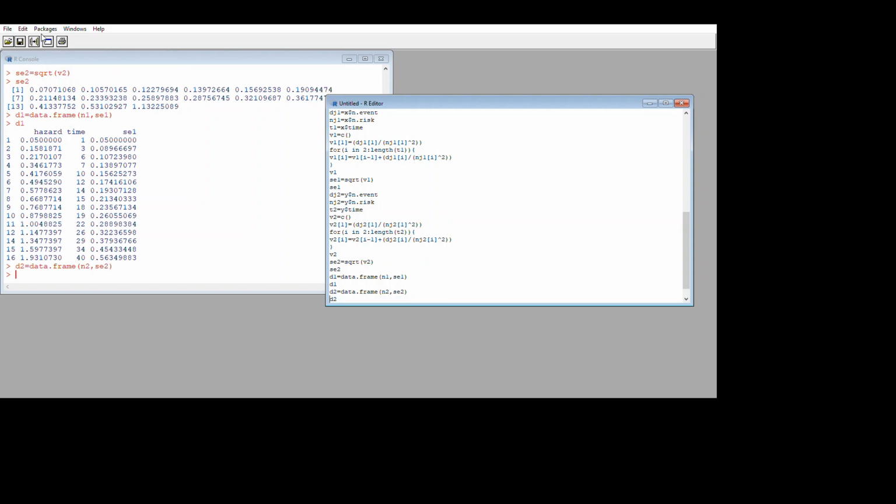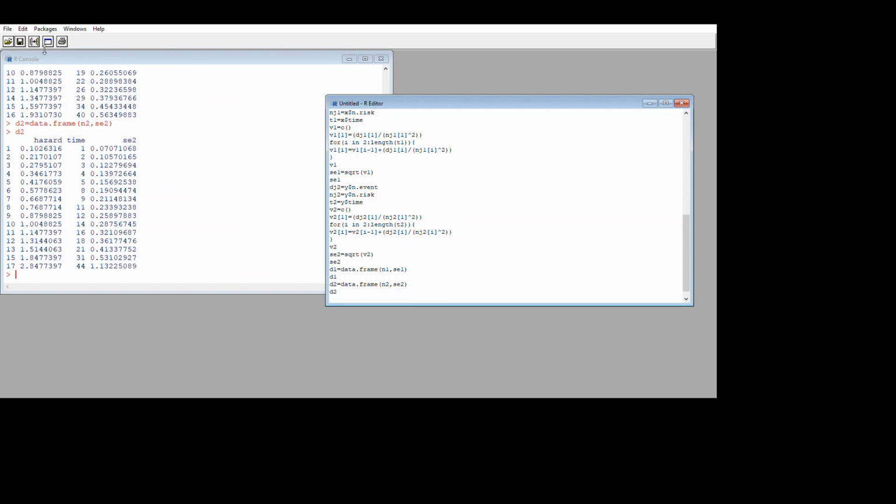Similarly, D2 equal to data.frame of N2, SE2. Calling D2, the first column gives the Nelson-Aalen estimate for treatment B, the second column gives the exact time, and the third column gives the standard error of the estimate.